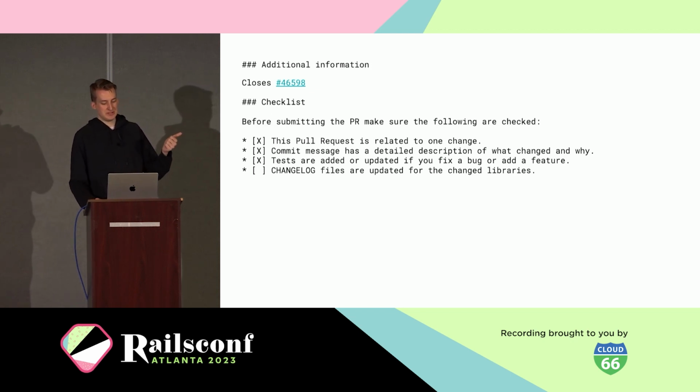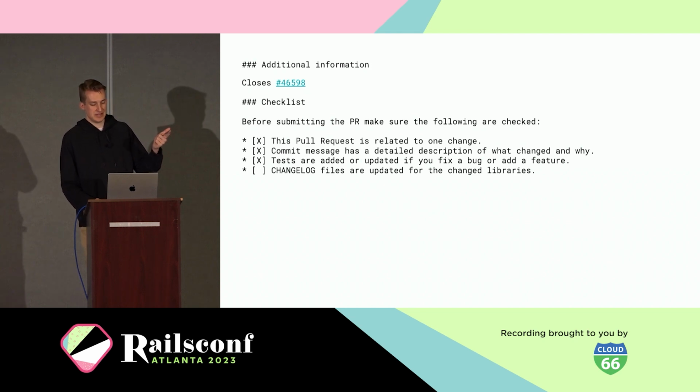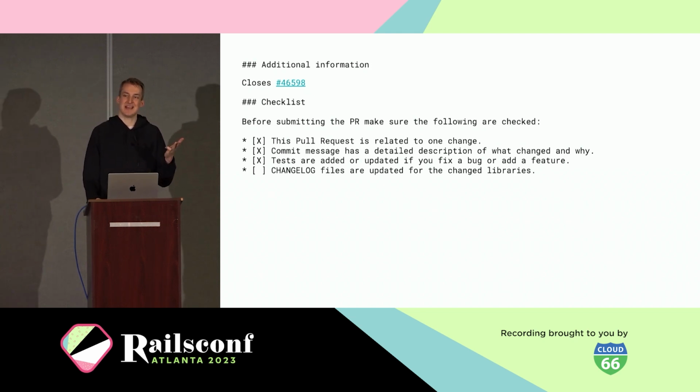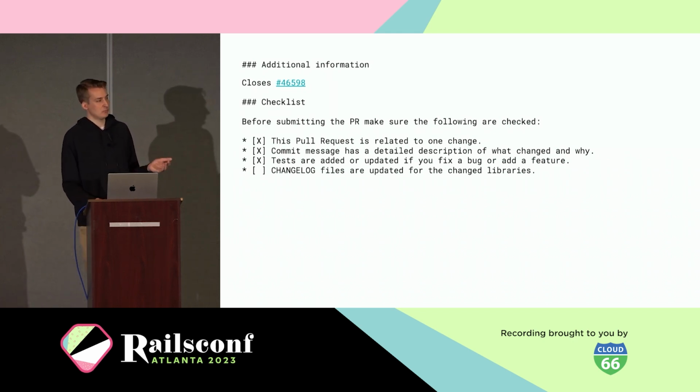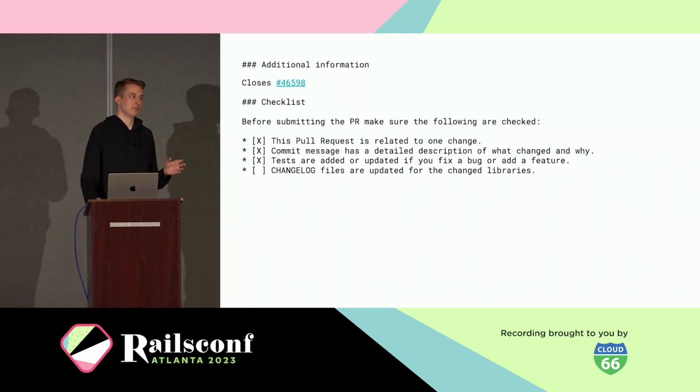This pull request only relates to one change. The commit message is detailed. The related issue is linked, and a test is added to prevent regressions. Since this is a bug fix for a currently unreleased feature, we actually do not need to include a changelog entry for it, because changelog entries are only for changes from released versions.